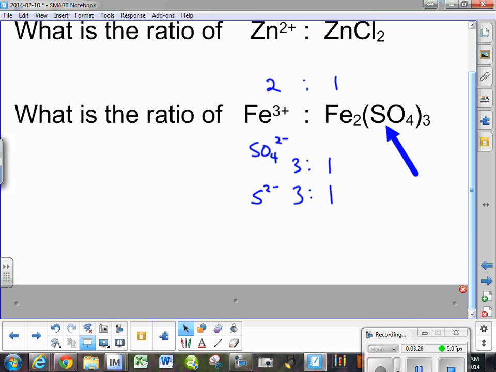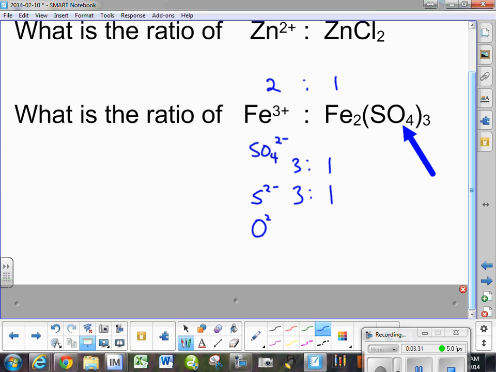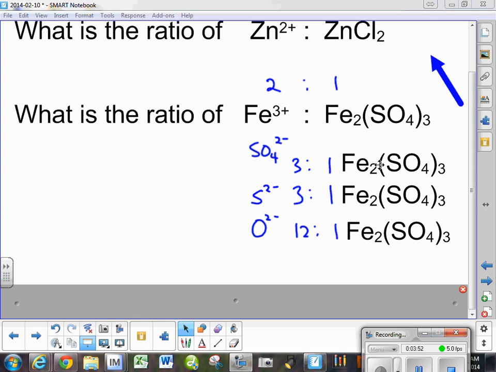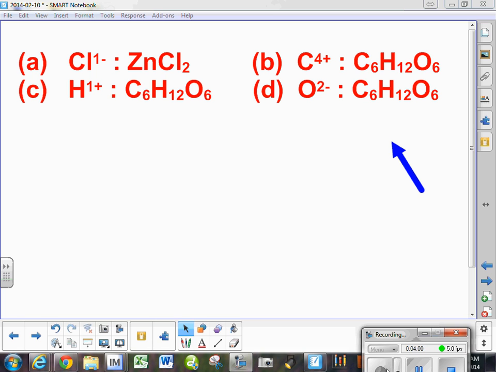And then we're going to go one more. How many oxygens? Oxygen is a 2 minus when it forms ions. If we look at this subscript and multiply it by this one, 3 times 4 is 12. And so our ratio is 12-to-1. To show the ratio properly, I've put the iron 3 sulfate molecules duplicated again down here to show that. If you need any of the information from the last screen, just roll backwards and get what you need.